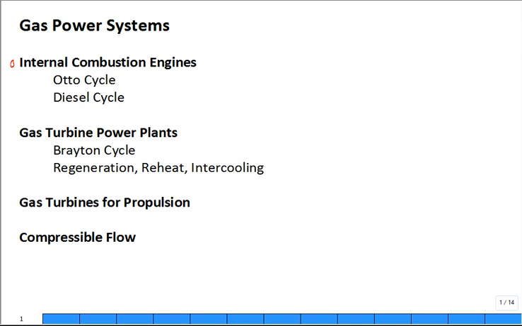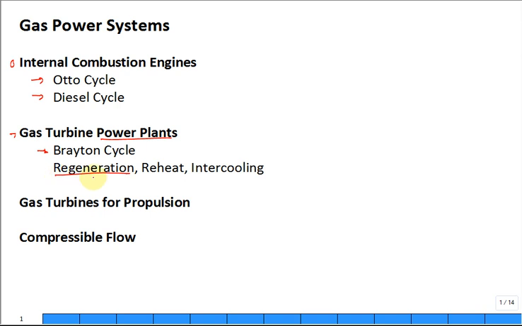They're all over. And we'll cover again the Otto and the diesel cycle. These were covered in Thermo 1, but we review them again because they're so important. Then we'll do gas turbines, both for the stationary power plants. Typically, this model is a Brayton cycle. Then you can have enhancements to the Brayton cycle, regeneration.